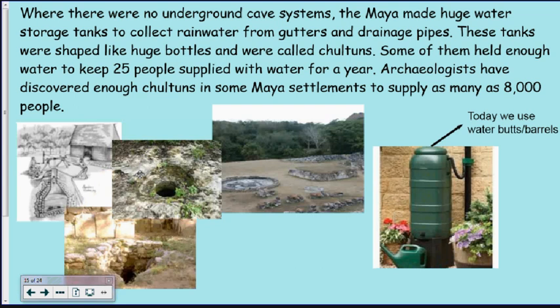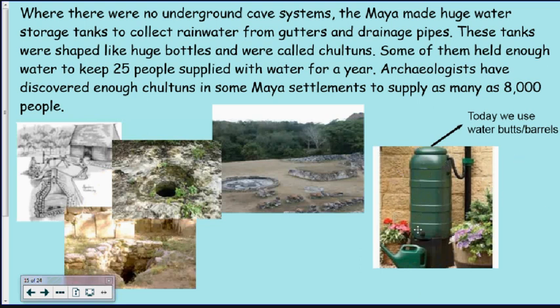So some of these man-made wells were called chaltons, and some of them held enough water to keep 25 people supplied with water for a year. So that's a lot of water to supply 25 people for a year. Archaeologists have discovered enough chaltons in some Maya settlements to supply as many as 8,000 people. And we have very similar things today.